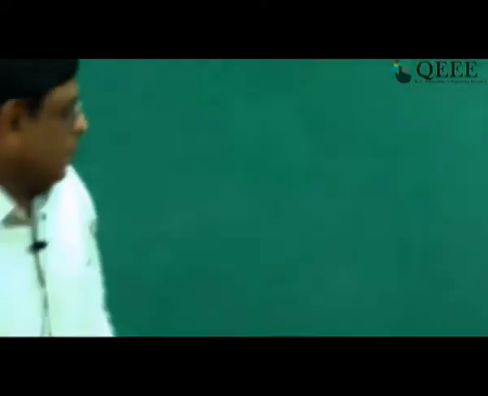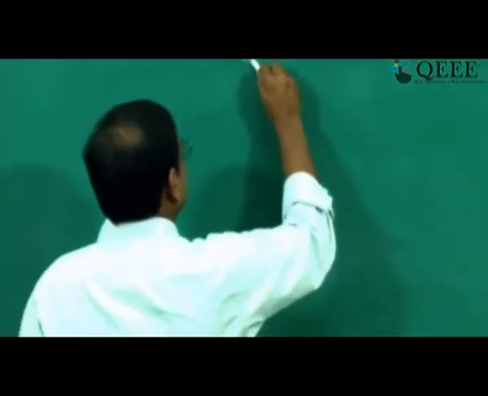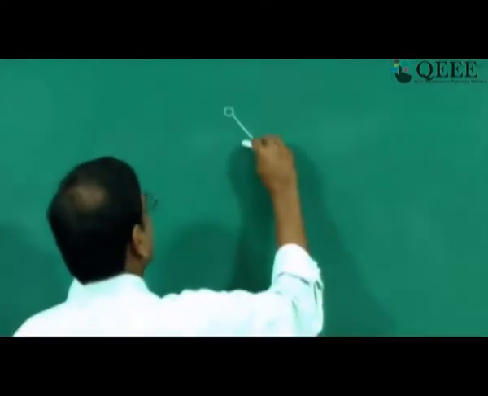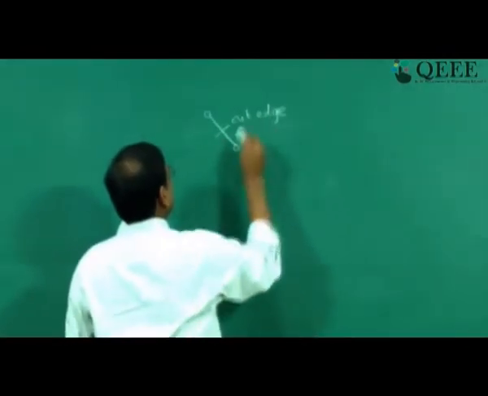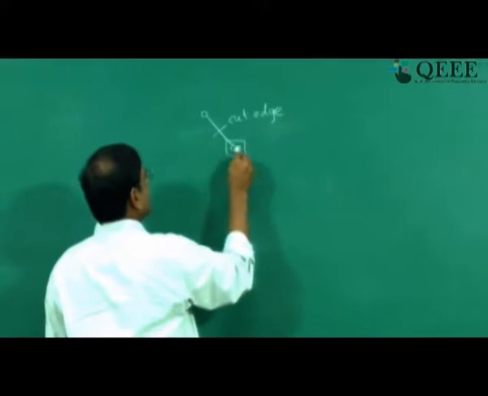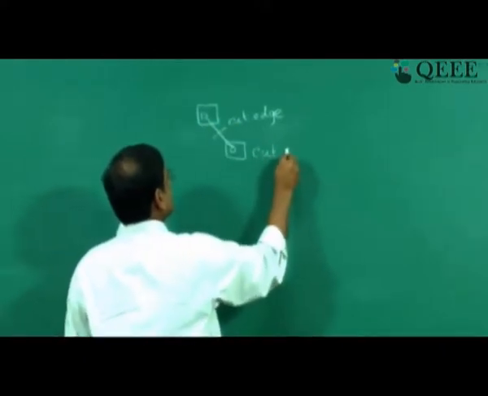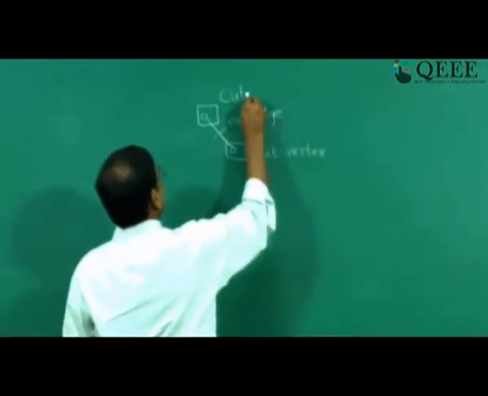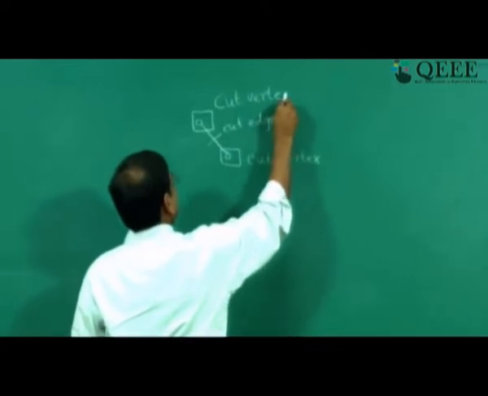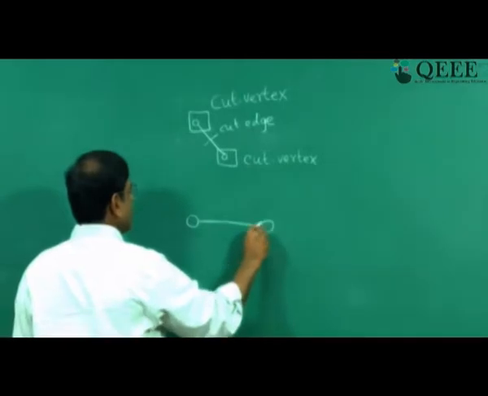Now just to make your problem a little bit more difficult, let me point out that if this is a cut edge, then this is a cut vertex, and this also is a cut vertex. Both of these are cut vertices. I hope you can see what is written on the board. But that need not be the case.